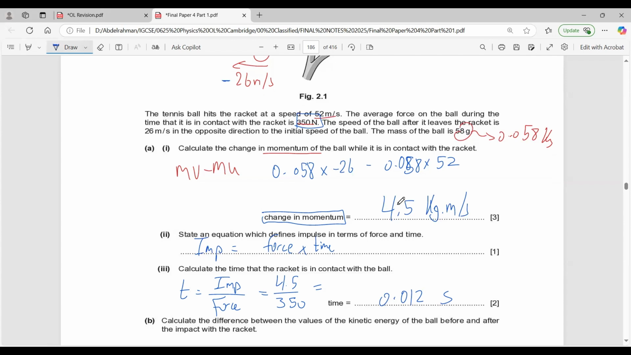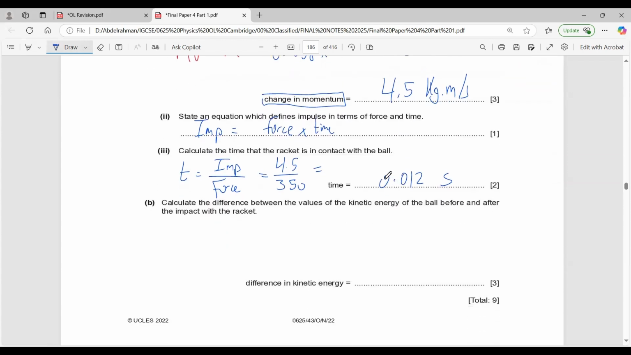Calculate the difference between the values of the kinetic energy. We've mentioned kinetic energy before: half mv squared minus half mv squared. You have to calculate it this way. We will discuss kinetic energy later on, but you have to write it down as half mv squared minus half mv squared, which is basically half times 0.058.